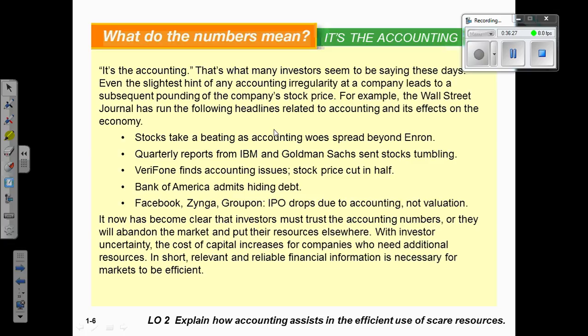So, this one, it's the accounting. That's why many investors seem to be saying these days, even the slightest hint of any accounting irregularity leads to a subsequent pounding of the company's stock price. That's the point I just made, huh? Don't lie. Don't make it look better than it really is. By the way, there are different methods you can use, right? Some might make you look better than others.